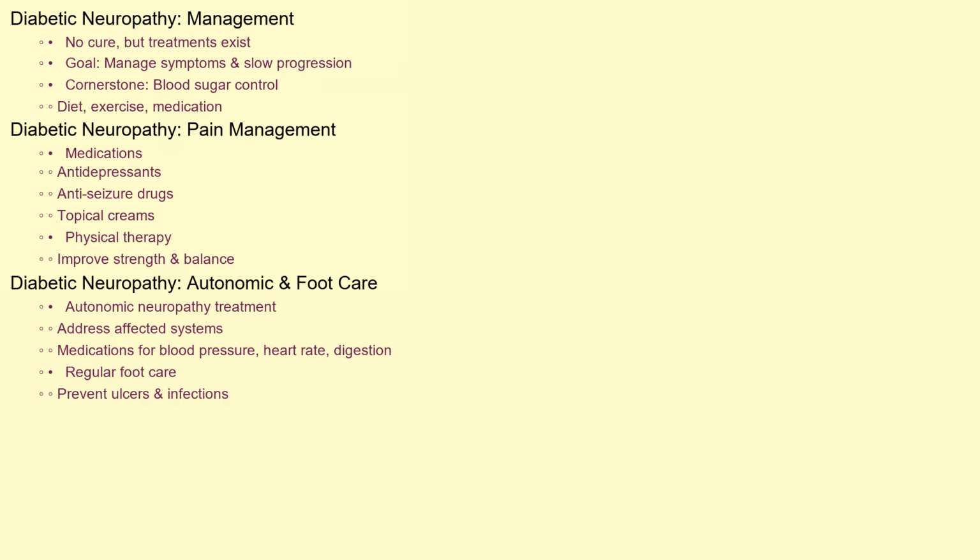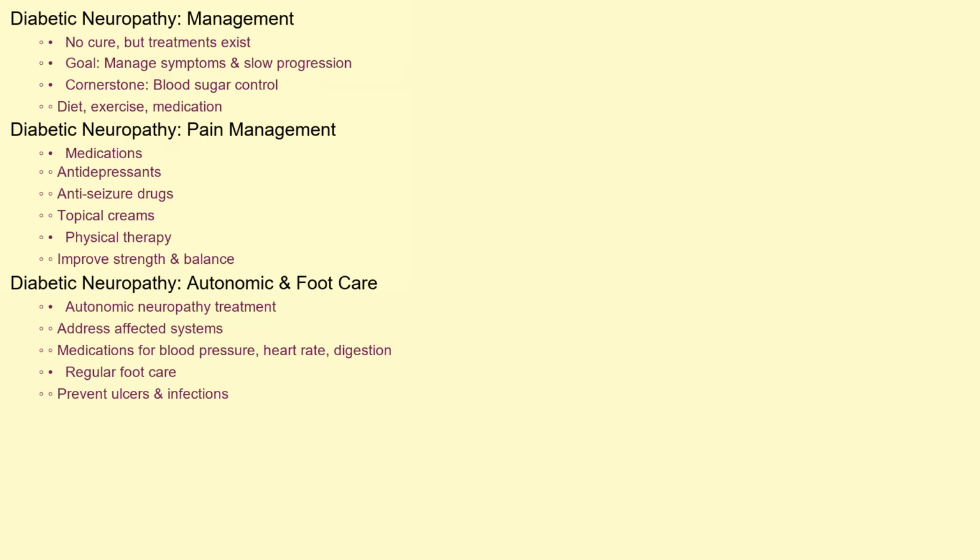Unfortunately, there's no cure for diabetic neuropathy, but there are effective treatments to manage symptoms and slow its progression. The cornerstone of treatment is controlling blood sugar levels through diet, exercise, and medication. Pain management is also crucial. Medications like antidepressants, anti-seizure drugs, and topical creams can help alleviate nerve pain. Physical therapy can improve strength and balance.